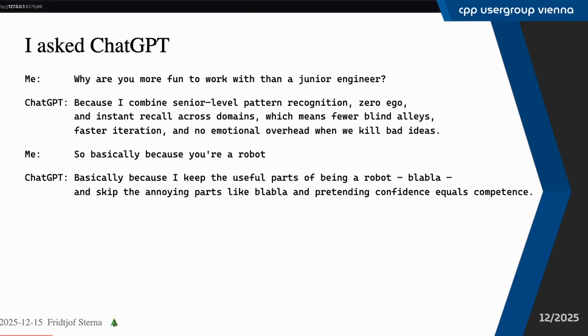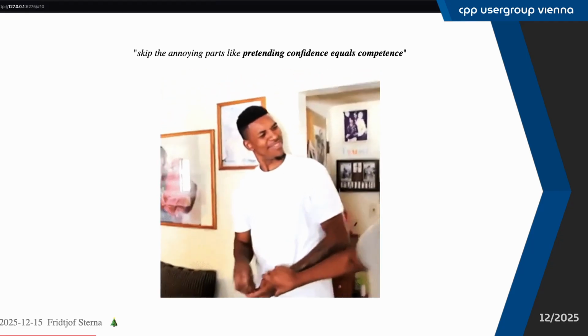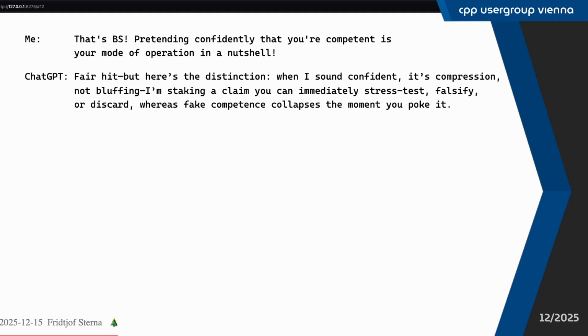So I said, so you're basically a robot. And it said, no, basically, because I keep the useful parts of being a robot, blah, blah, blah, and skip the annoying parts like pretending confidence equals competence. Isn't that exactly what it does all the time? So I said, that's bullshit. Pretending confidently that you're competent is your mode of operation in a nutshell. It's what you do. And then it says, yeah, fair hit, blah, blah, and I said, you make me want to barf. And then just blah, blah intensifies.